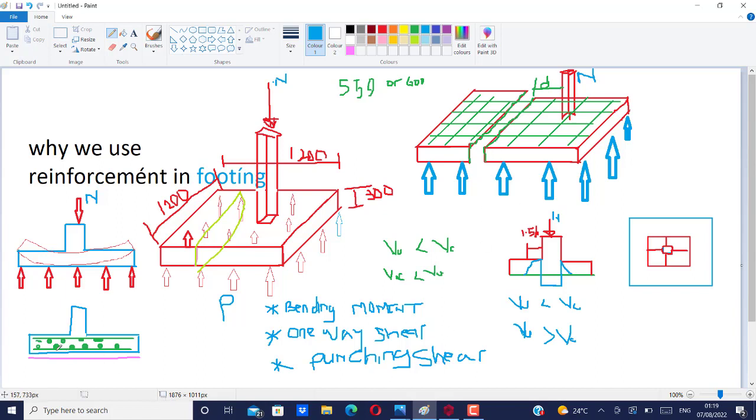We have also seen the reason why we provide reinforcement, and sometimes why you see some footings having both top and bottom reinforcement. I've tried to make a sketch of the moment here, showing you. We have also looked at this point.